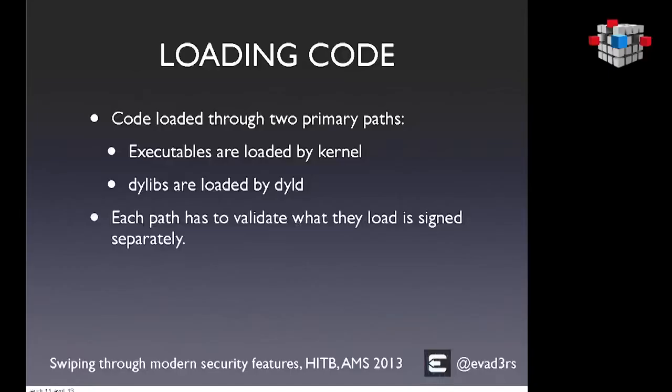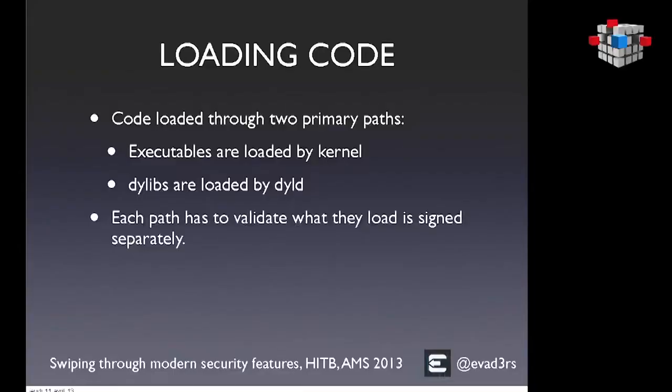So, how is code loaded? I mean, code is either binary code or library code. The code can be loaded through two paths. Executables are loaded by the kernel, and libraries are loaded by dyld. And each path has to validate that the code is signed separately, in its own way. So, how does loading a binary work?